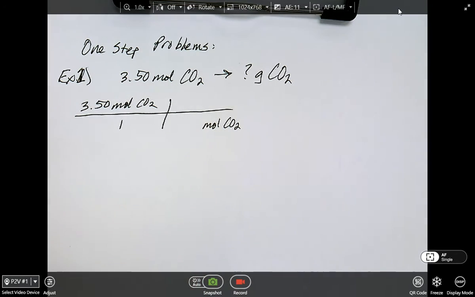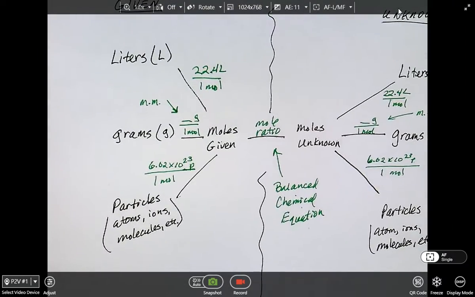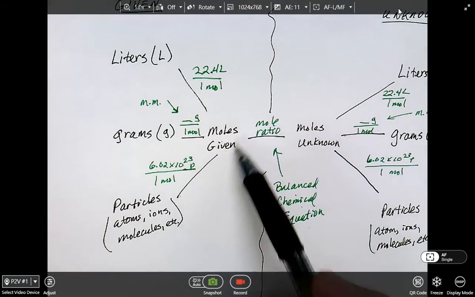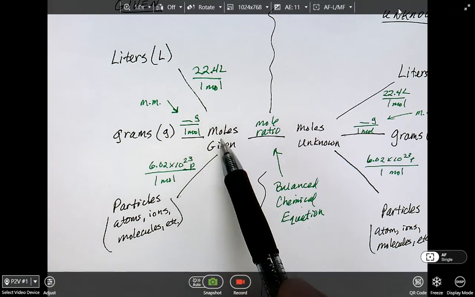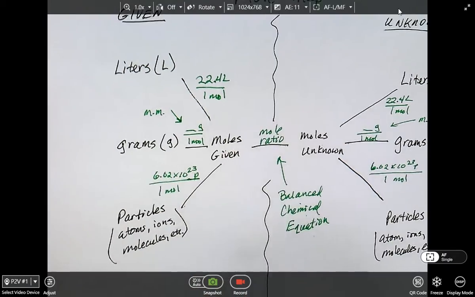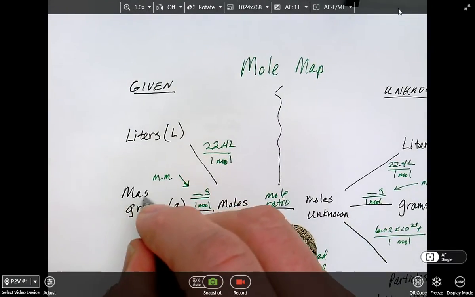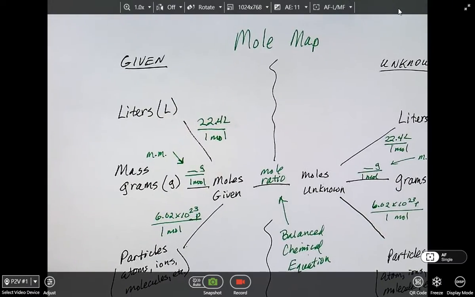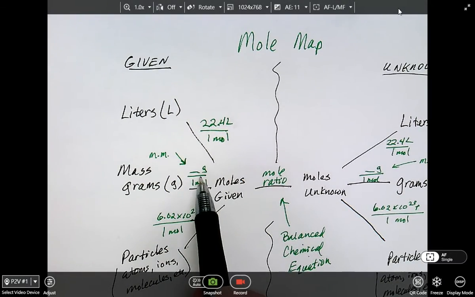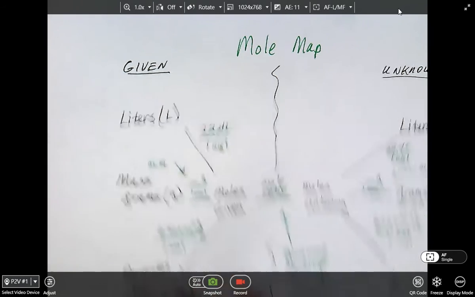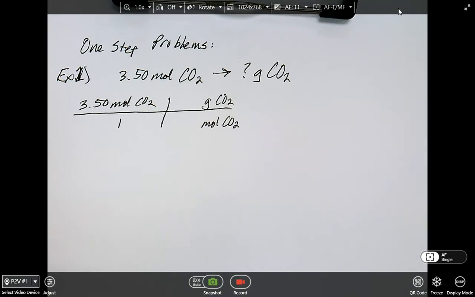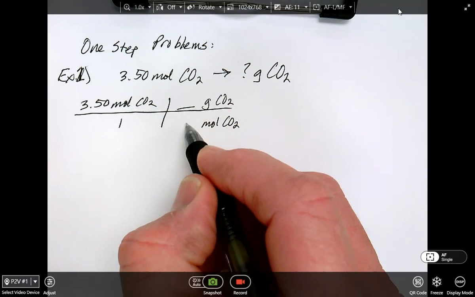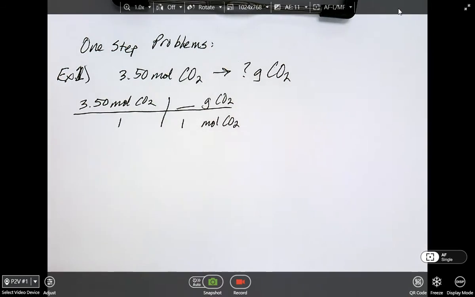So now we're trying to go from moles to grams. We look at our mole chart that we just made, our mole map. We're in moles, and we're trying to go to mass, which is grams. Mass is in grams, so I should probably write that on this one. In order to do that, what do we need? Well, we need the molar mass. So we're going to put grams of CO2 on the top right there. Now we need to figure out the molar mass that goes in this blank right here.